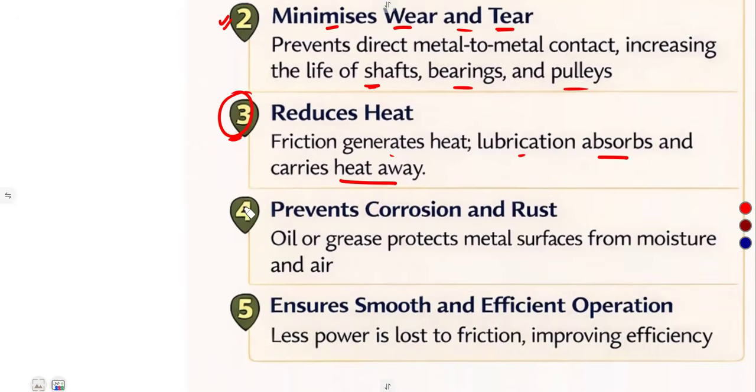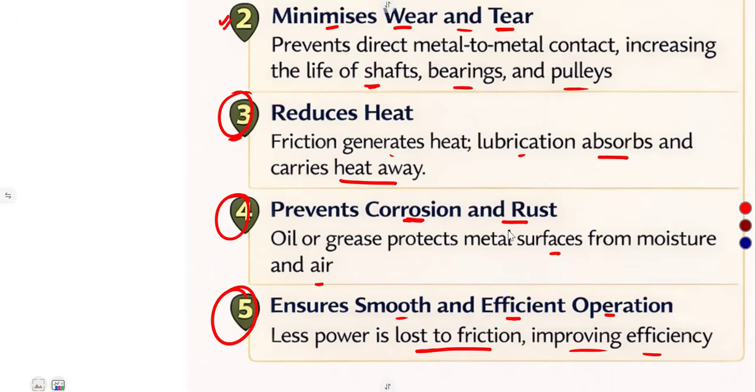Also, lubrication prevents corrosion and rust. Oil or grease protects metal surfaces from moisture and air. It also ensures smooth and efficient operation. Less power is lost to friction, improving what? Efficiency. Those are the main purposes that you can put into consideration when working with lubrication in line shaft systems.